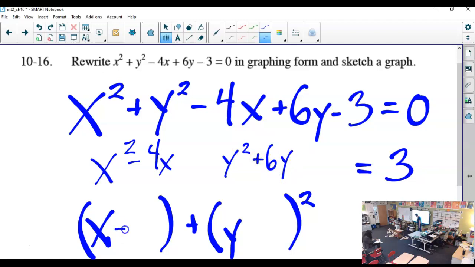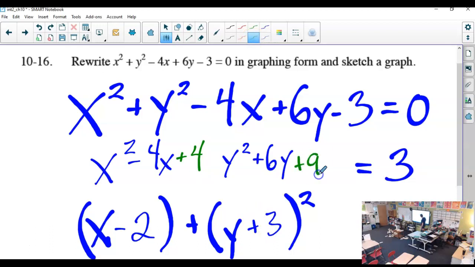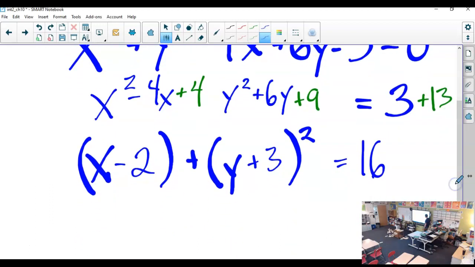So you said this is -2, making us add 4. This is +3, making us add 9. So we actually add 13 in total. The -3. Oh, yeah. I'm bad at drawing circles, but that's about what I got. All right, there we go.